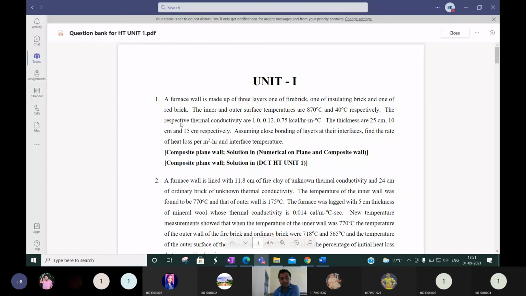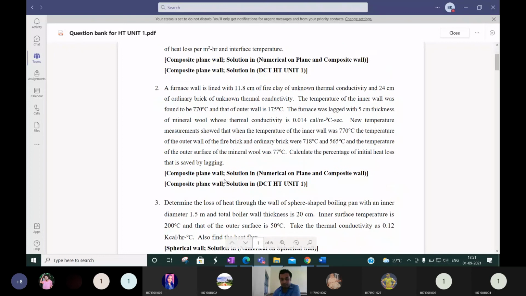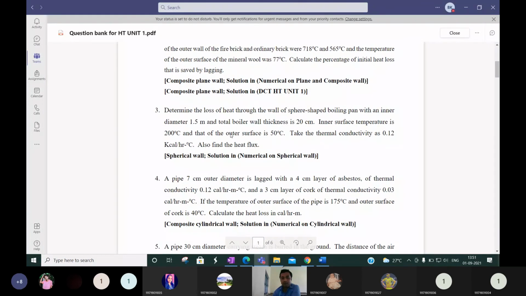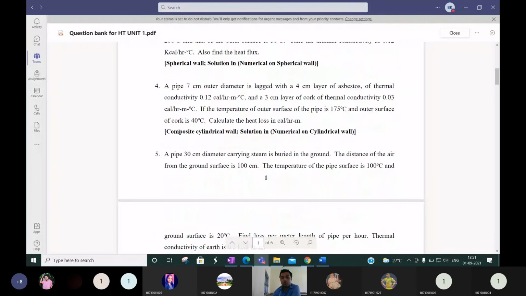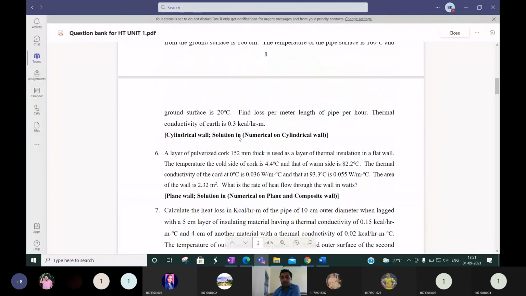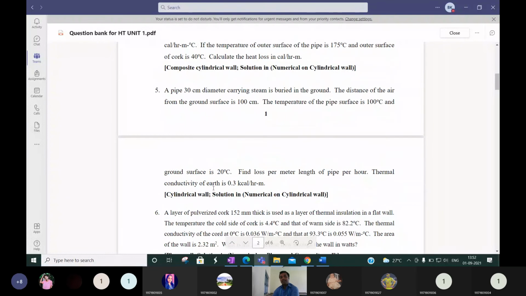You can see after the first problem, it is given composite plane wall. It means this problem is related to a composite plane wall. This problem is related to a composite plane wall. And this problem is related to a spherical wall. This problem is related to a composite cylindrical wall. This problem is related to only a cylindrical wall. Like this I mentioned.